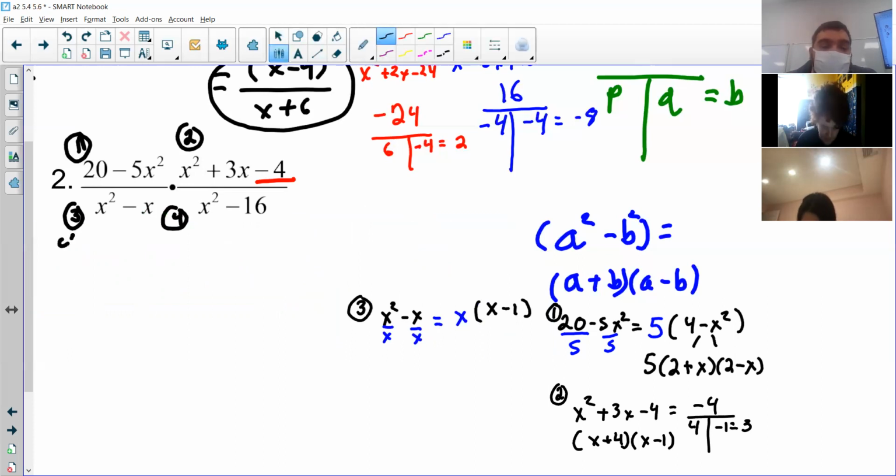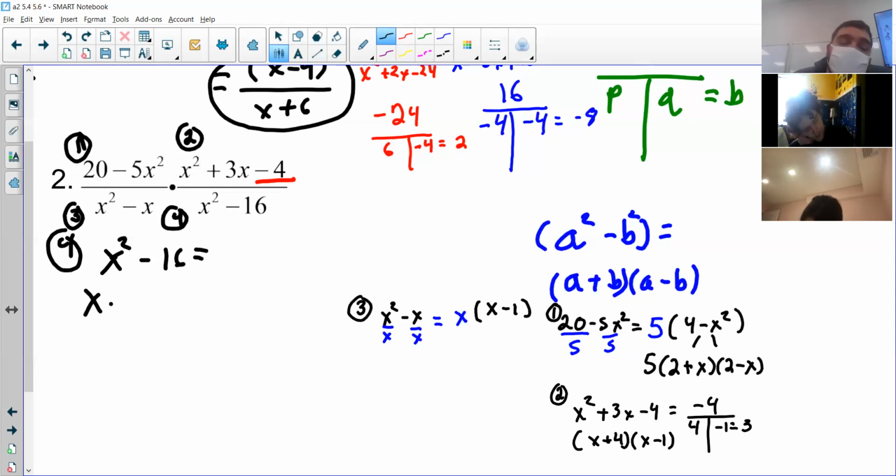And the last one, number 4. X squared minus 16. We did something like this. Good, it's a perfect square. What is the square root of 16? 4 and 4. Good. So we're going to rewrite this as x plus 4, x minus 4. And the reason we could do this one is because there's a square here, versus the previous one, where there's no square.